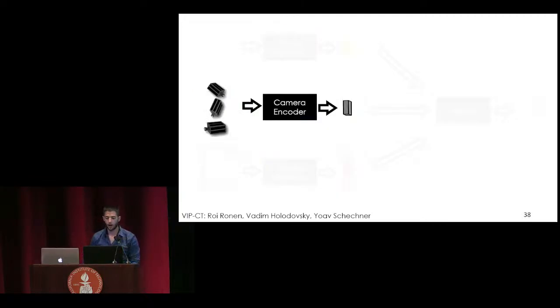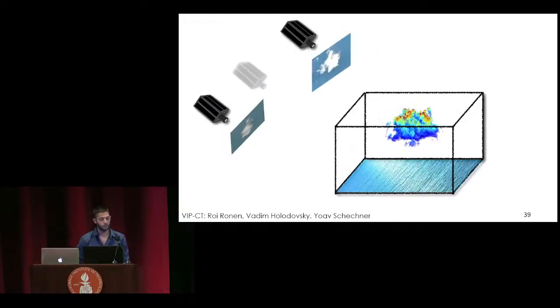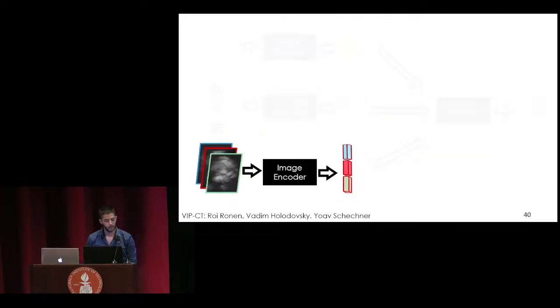Next, the camera 3D location needs to be encoded. This is because cloud appearance systematically varies with the view direction, particularly relative to the sun and the horizon. Moreover, encoding camera locations enables flexibility in the imaging geometry. Finally, VIPCT encodes spatial features in cloud images.